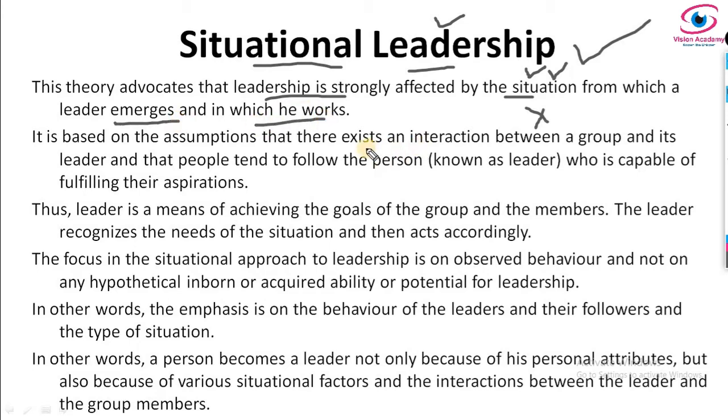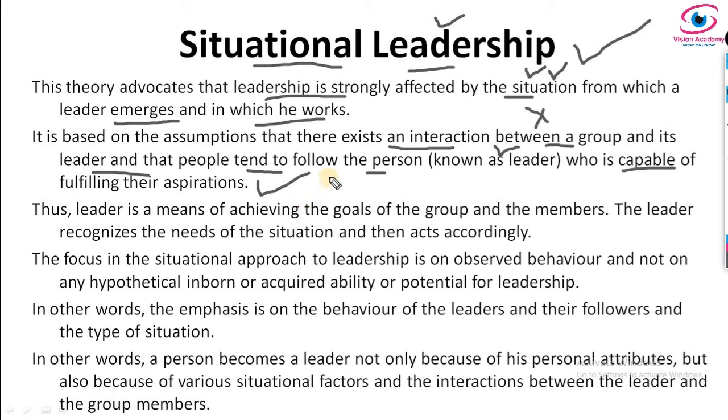The basic assumption of this theory is that there exists an interaction between the group and its leader. Very importantly, people tend to follow the person known as leader. What kind of leader do they follow? One who is capable of fulfilling their aspirations. That is very important. In situational theory there is an interaction between the group and the leader, and people tend to follow the person who fulfills their aspirations.